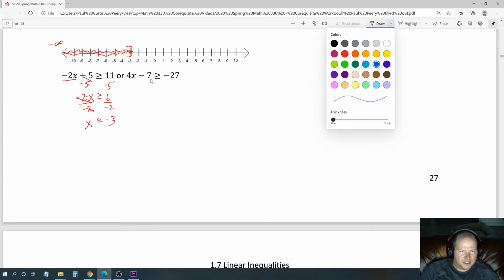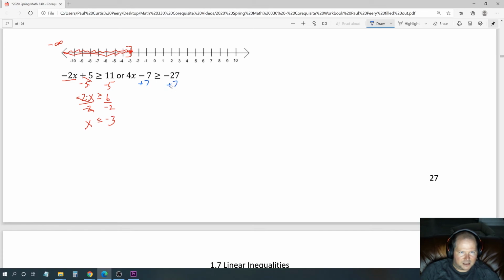So we have 4x minus 7 is greater than or equal to negative 27. So we add 7 to each side. These cancel out, leaving me 4x is greater than or equal to negative 27 plus 7, which is negative 20. We undo the multiplication of 4x by dividing by 4. And whatever we do to one side, we do to the other. And that leaves me x is greater than or equal to negative 20 divided by 4, which is negative 5.